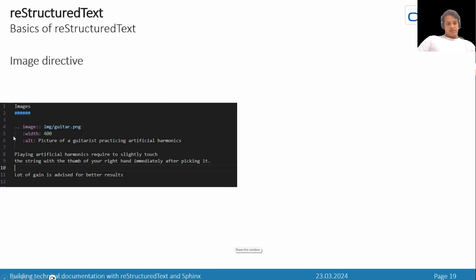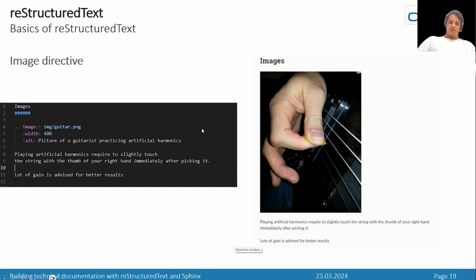The first example is the image directive. Simply two dots, image, and I pass as a first argument a path to an image. And I can use multiple options. In this case, I only used two options, which are the width of 400 pixels, and an alternative text for people who can't see properly. And then we are getting the following output. The text here is not related to the image directive.